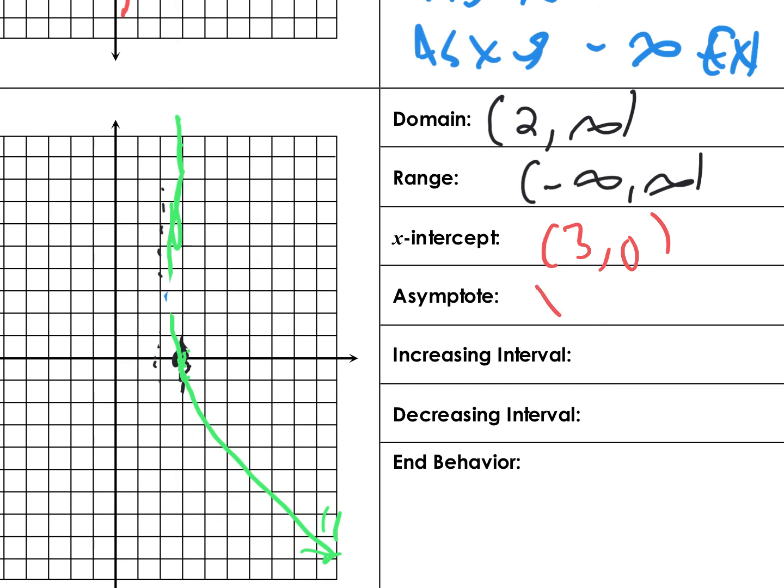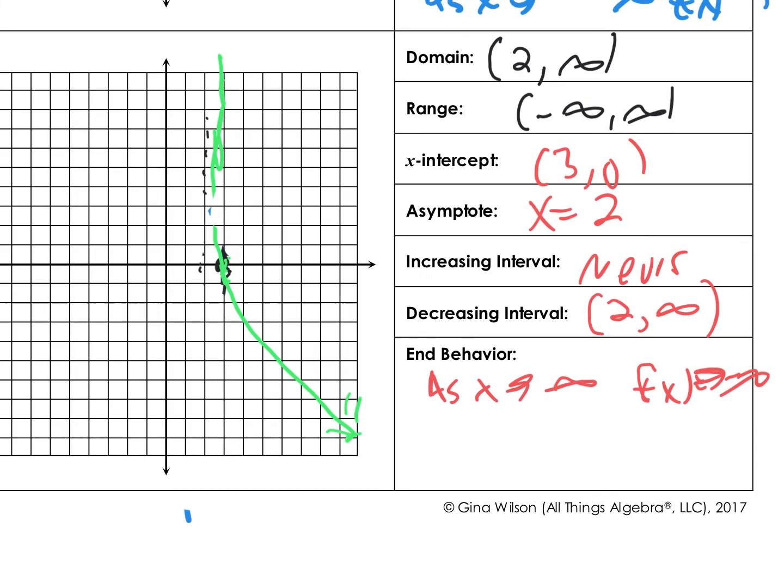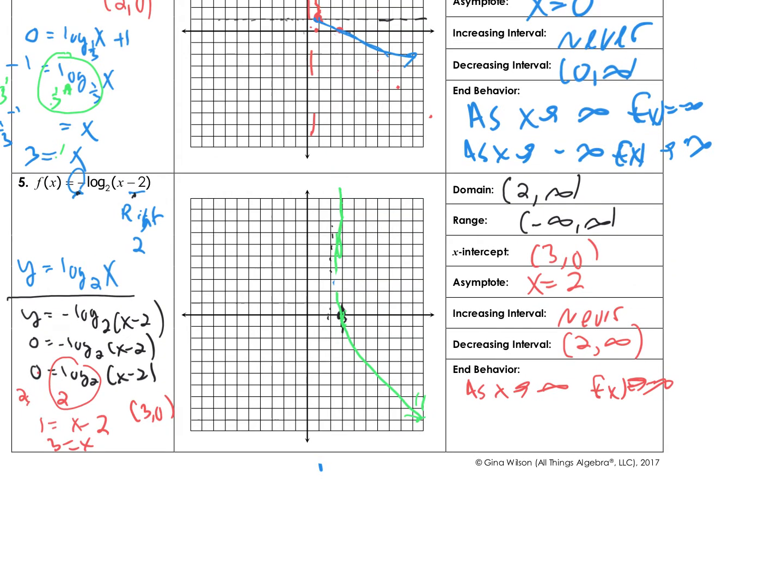The asymptote now is x equals 2 because it moved over. Increasing is never. Decreasing is from 2 to infinity. It's constantly decreasing. And end behavior, the only end behavior I'm going to say I have is as x approaches infinity, f of x approaches negative infinity. I won't even do the other one because it's not approaching negative infinity.